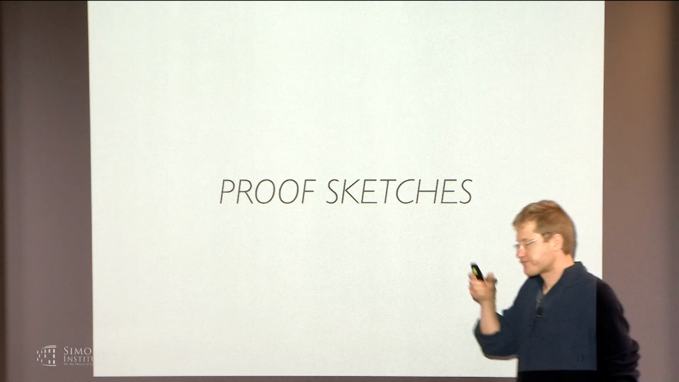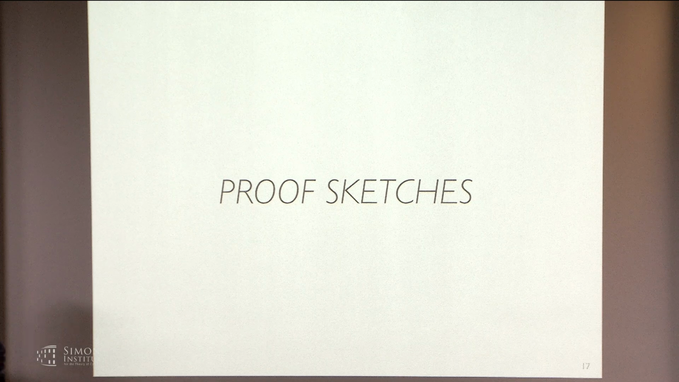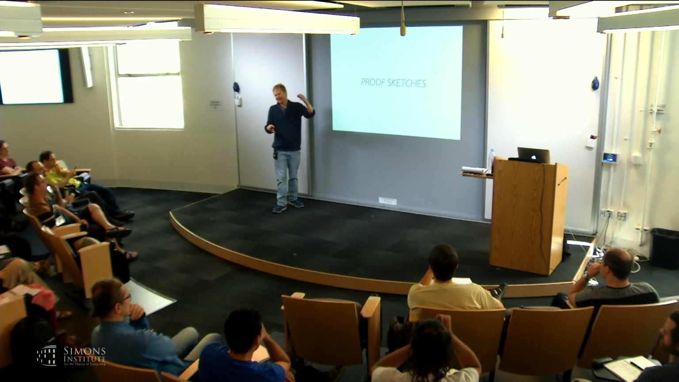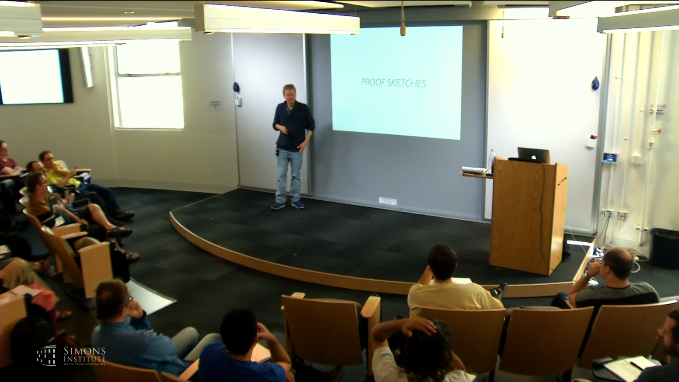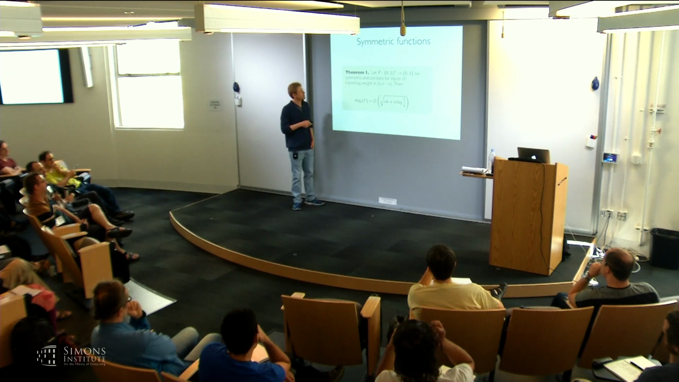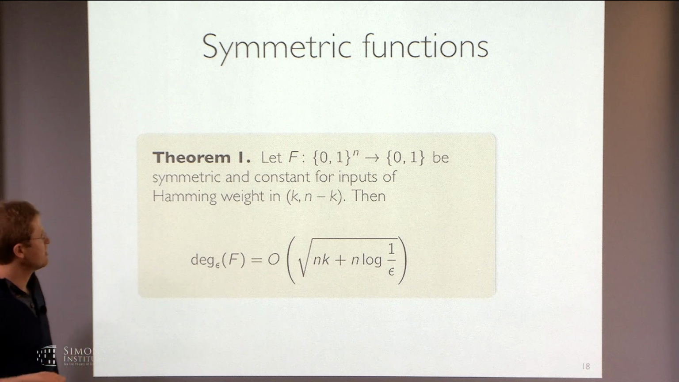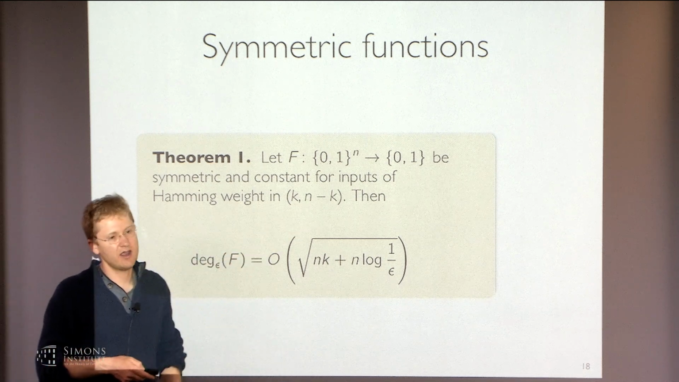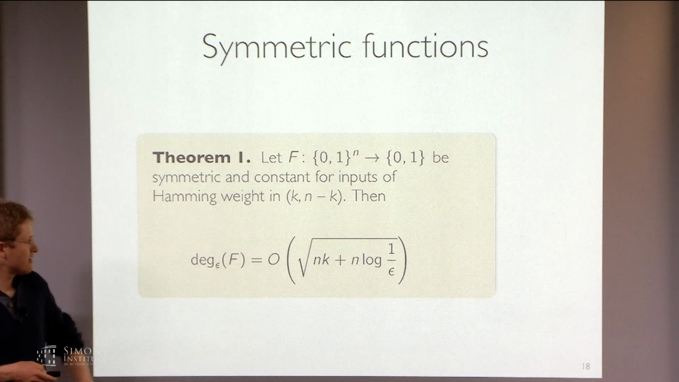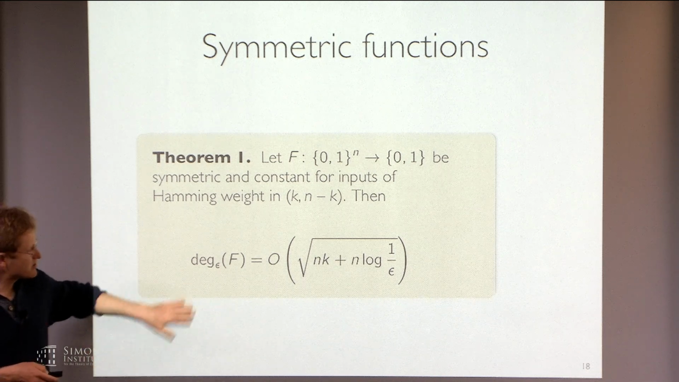Okay, so these are the preliminaries. Now let's see the proofs, and hopefully I can justify the comment I made earlier to Rocco that they fit on half a page. All right, let's start with the easiest proof. So you're given a symmetric function that is constant on inputs of Hamming weight between k and n minus k. And then its approximate degree with the error parameter set to epsilon is that.